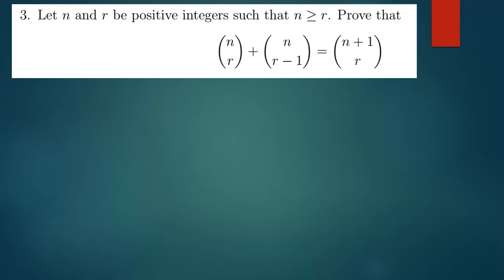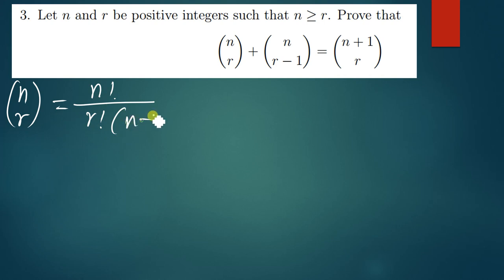Alright, so let's quickly look at the question. So the question is here. So we're going to use the formula: n choose r is equal to, we know that this is just n factorial over r factorial, then n minus r factorial. So this is what we have as the formula for this, and this is what we're going to apply to prove this question on the screen.